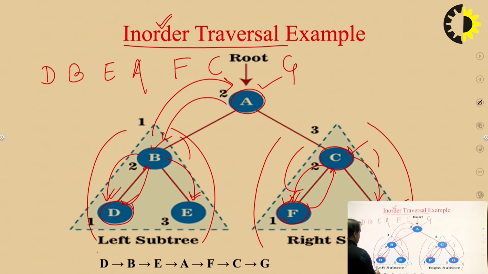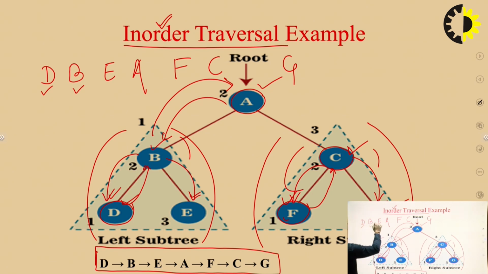This sequence is the same as what is written at the bottom. First, we have to process D, then B, then E, then A, then F, then C, then G. This is the sequence of traversing a binary tree. And this is the last method and last algorithm to traverse a binary tree.